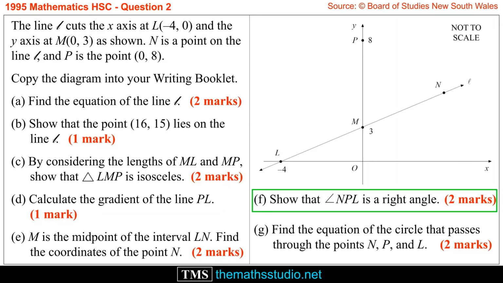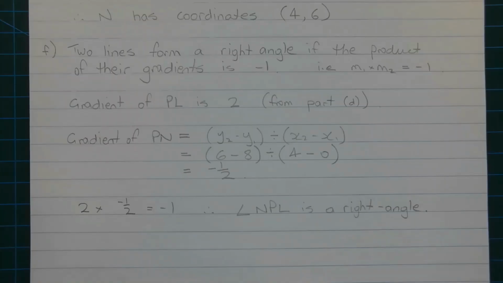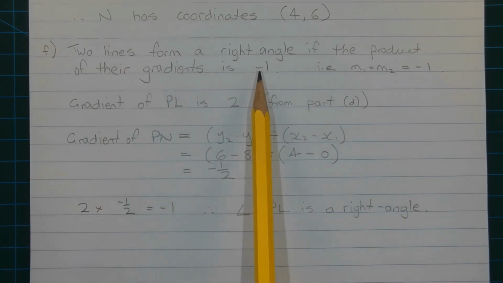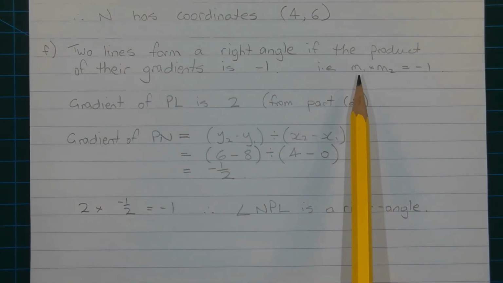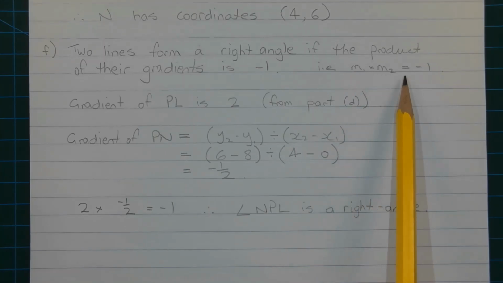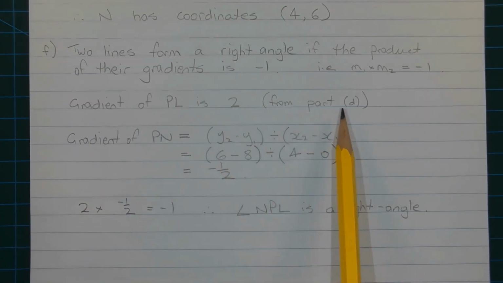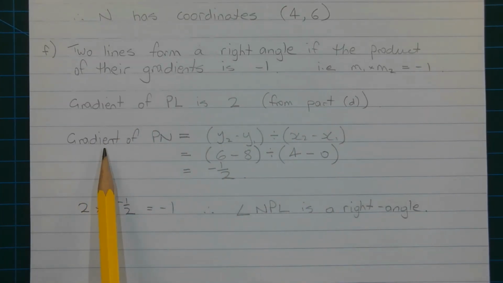Part F. Show that angle NPL is a right angle. Two lines or intervals form a right angle if the product of their gradients is -1. In other words, gradient m1 times gradient m2 equals -1. It also works in reverse. If two lines form a right angle, then the product of their gradients is -1. Now in this case, the gradient of PL is 2, and we found that in part D. But we need to find the gradient of PN.